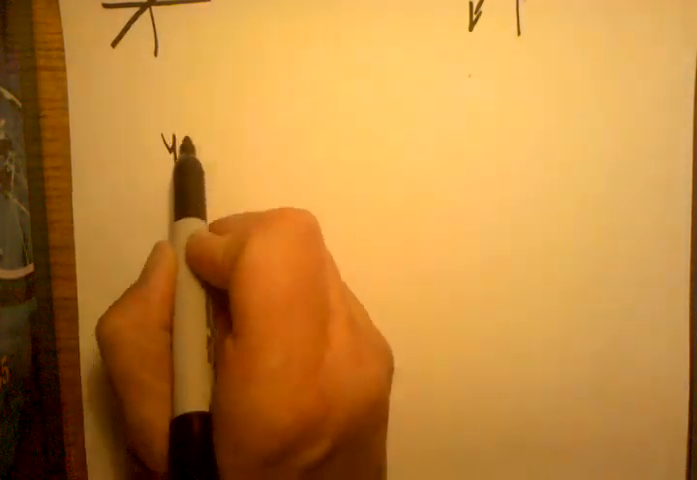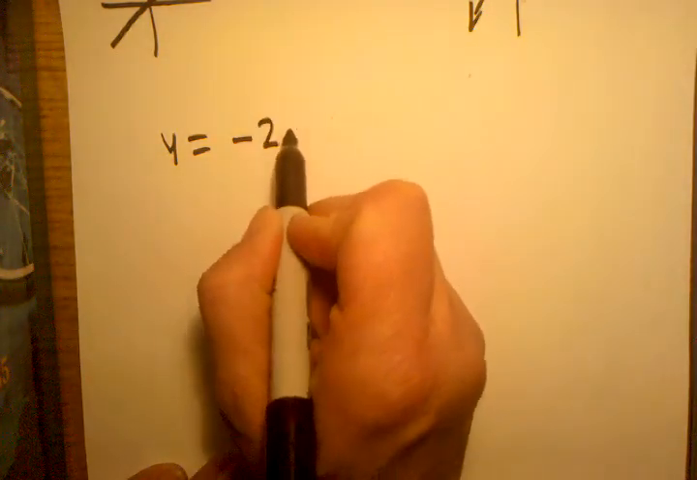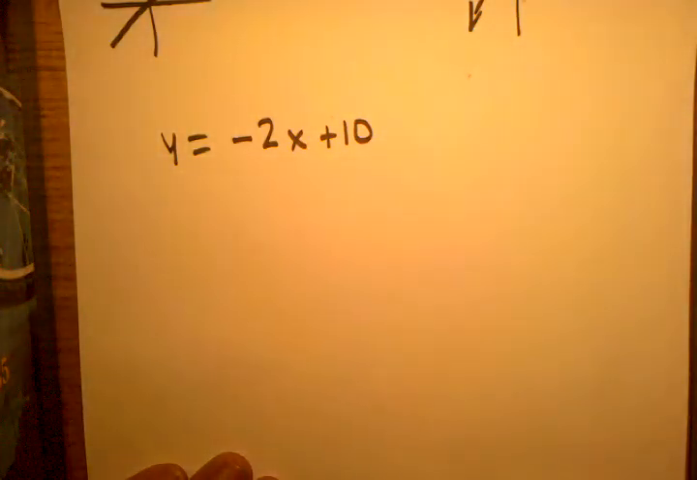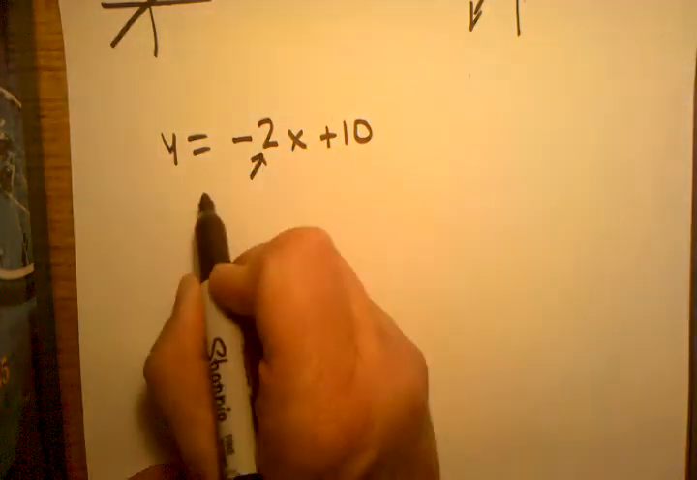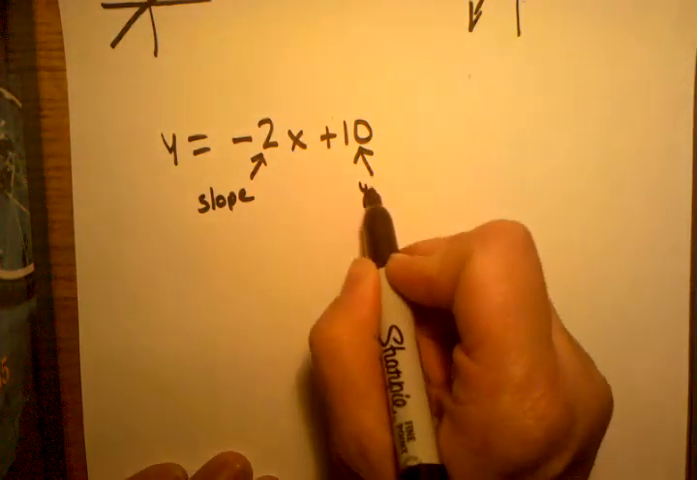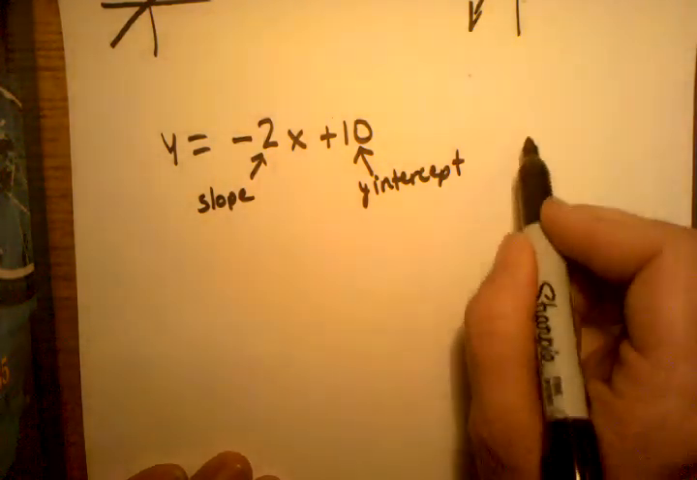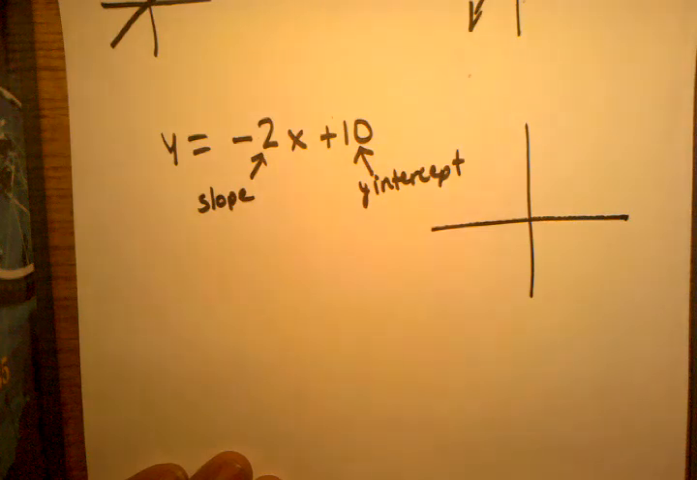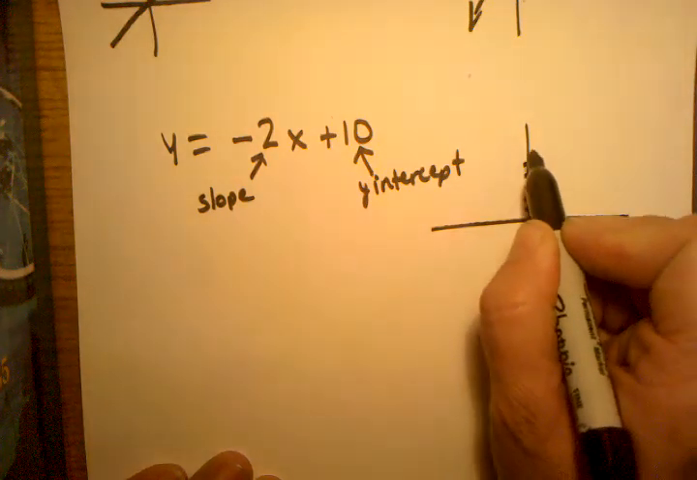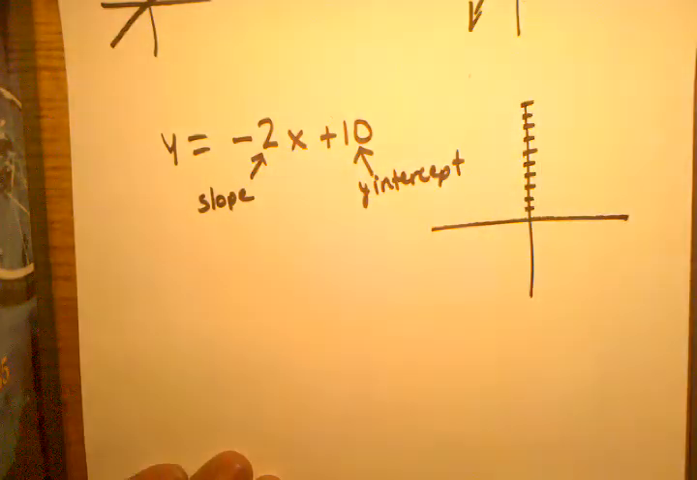Let's try y equals negative 2x plus 10. Okay, so again, this number is going to help me designate the slope of my line on the graph, and this is the number that tells me exactly where the line is going to cross through at the y-axis. So first of all, the y-intercept is positive 10, so I'm going to mark 10 spots and I'll move upwards. 1, 2, 3, 4, 5, 6, 7, 8, 9, 10.